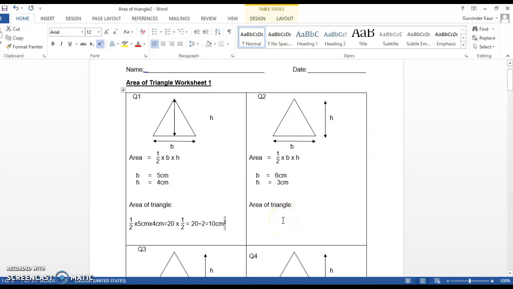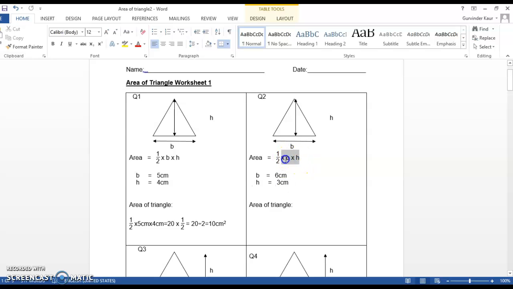Okay, let's go through example number 2. Alright, so we have this triangle and we want to find the area. So the area of triangle, the formula is half base times height. Let's identify our base. This is our base and this is our height. The height is from the vertex to the base at 90 degrees angle. Okay, let's look at the numbers here. We have base is 6 cm, height is 3 cm.